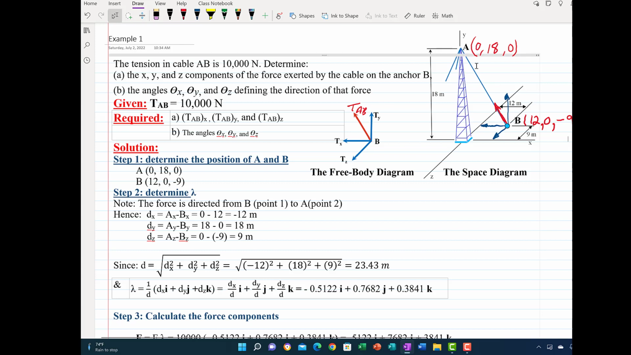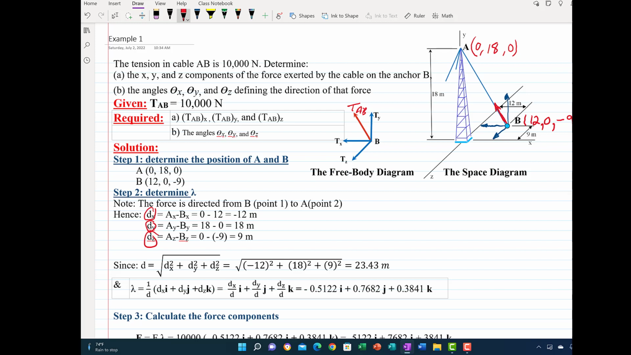So it's going to be 0 minus 12, which is minus 12. Then 18 minus 0 is a positive 18. And then 0 minus 9 is minus 9. So finally I got the values of dx, dy, and dz by subtracting point B from point A, because point A is the second one.